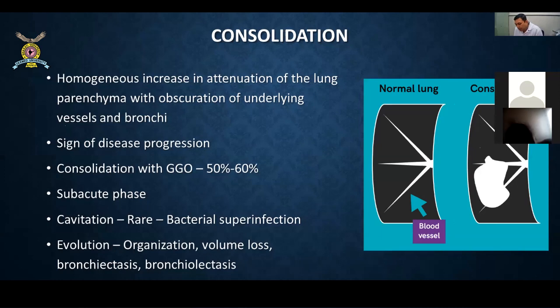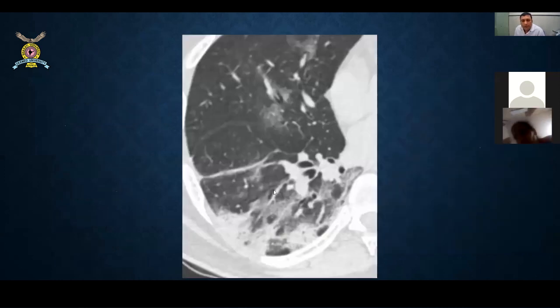Okay, and in the evolution phase, the consolidation gets organized, and there will be development of volume loss, bronchiectasis, and bronchiolectasis. So this is the CT picture, which shows the peripheral wedge-shaped consolidation in the posterior lung, along with some ground glass opacities in the anterior lung and some septa.